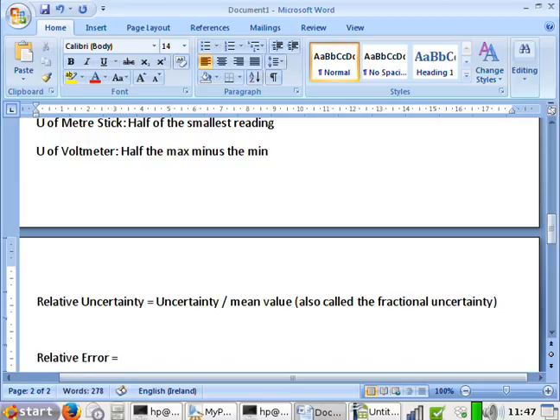Relative error is the true value minus the estimated value. In other words, it's the difference as a percentage over the true value, multiplied by 100%. In other words, it's the difference between what you think the value is and what the value is in the book, the literature value. The estimated value is your result from the lab experiment. I should really maybe say mean value here.